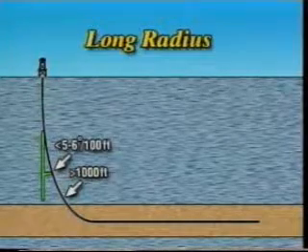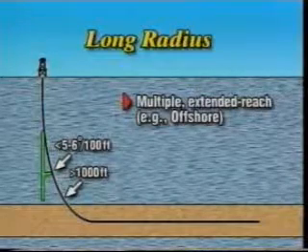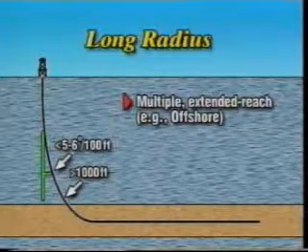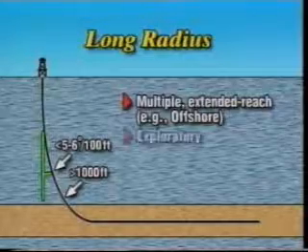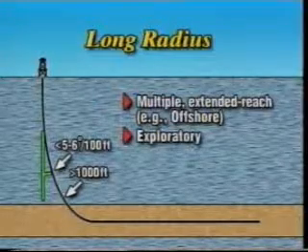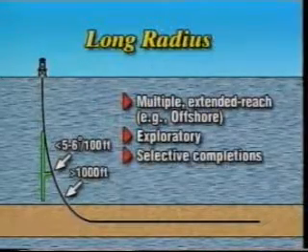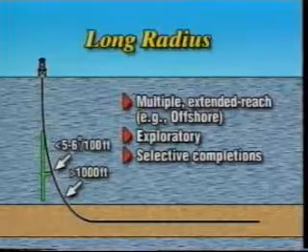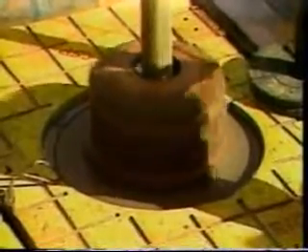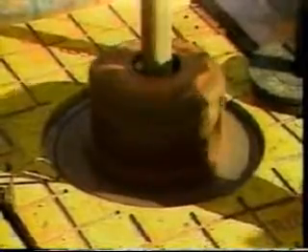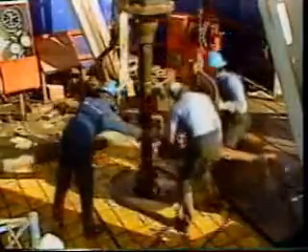Long radius applications include drilling multiple extended reach wells from offshore platforms or other single surface locations, drilling exploratory wells over long intervals, and selective completions requiring zonal isolation. Long radius drilling can employ either a conventional rotary bottom hole assembly or a steerable motor system for the bend and horizontal sections. It's not uncommon to use conventional rotary assemblies for long radius drilling.